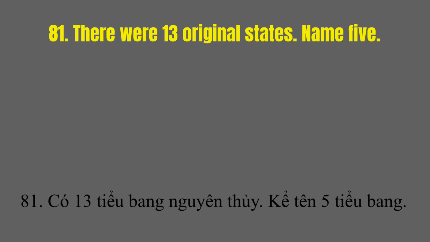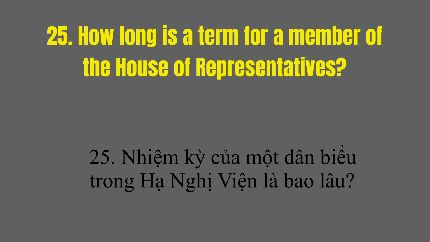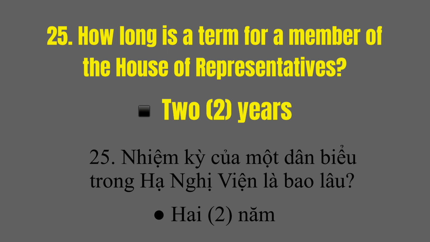There were 13 original states. Name 5. New York, New Jersey, New Hampshire, Delaware, Virginia. How long is a term for a member of the House of Representatives? Two years.